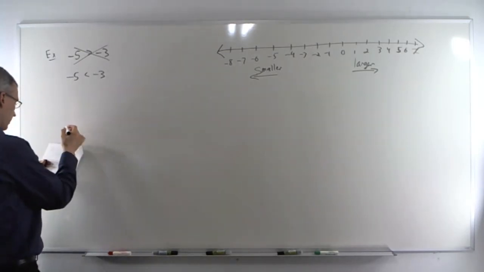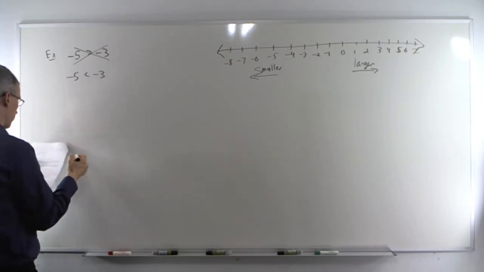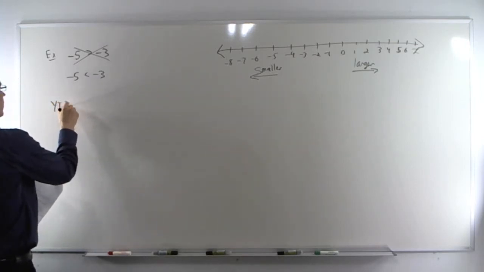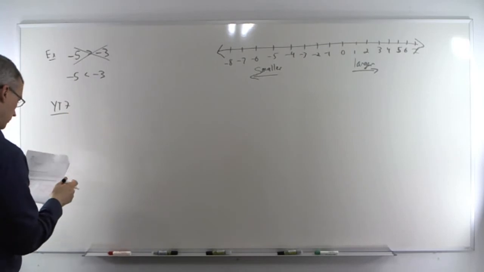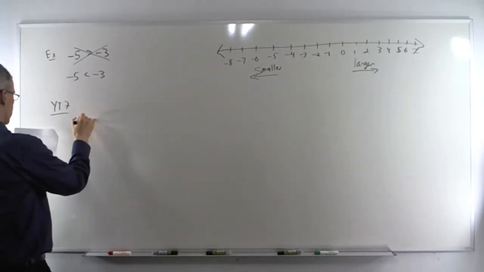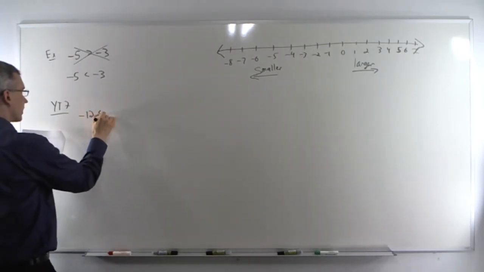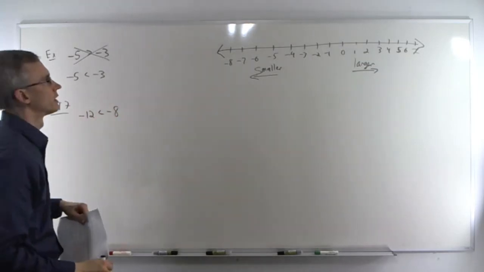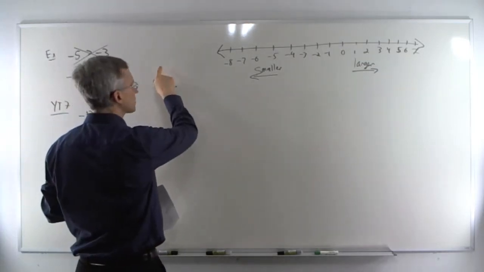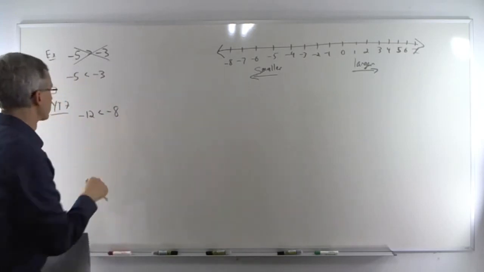And next example, now we're on your turn, number 7. So we'll see if this statement is true, -12 less than -8. -12 would be out here, so it's to the left of -8. So that is a true statement.